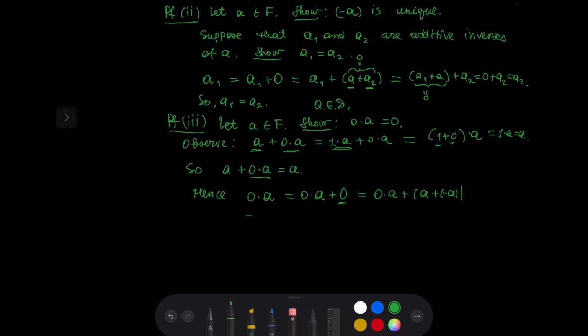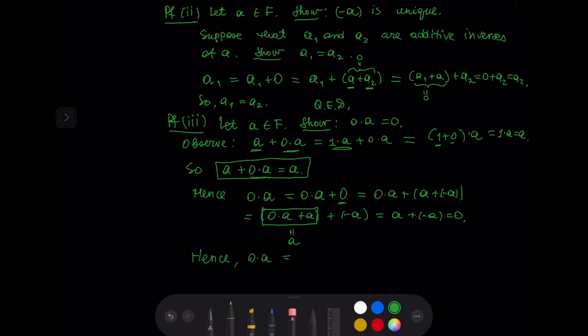Now, by distributivity, we can change parentheses as follows. So this is 0 times A plus negative A. But we have just shown that A plus 0 times A is equal to A. So this right here is equal to A. So then we get A plus negative A, which is 0. So hence, 0 times A is equal to 0, just as we wanted to show, QED.